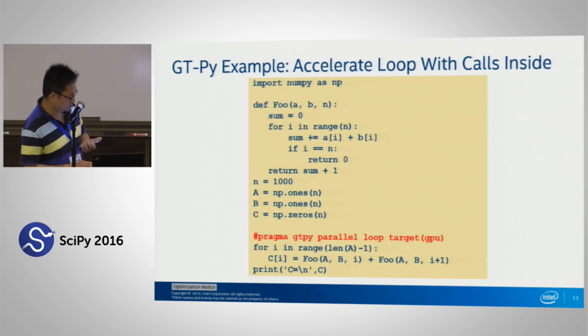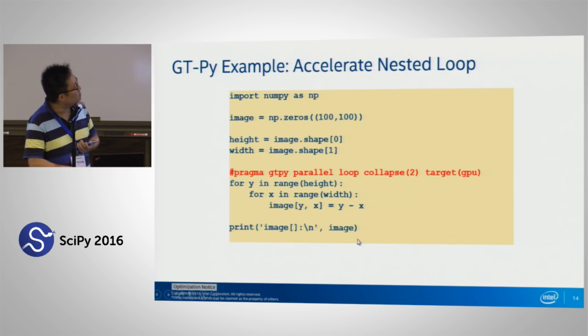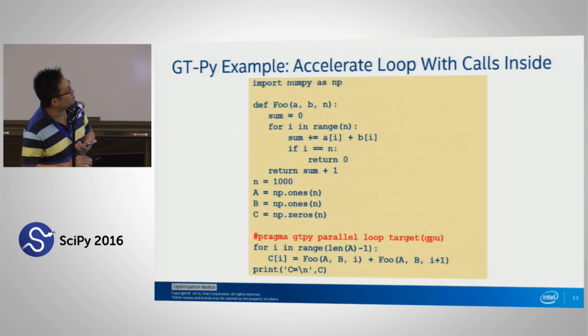I would like to go through some examples to illustrate these different usages. The first one is accelerated loops with calls inside. Here is a loop, and then you call foo twice. If you say pragma GTPy parallel loop target GPU, then you will get some speedup.